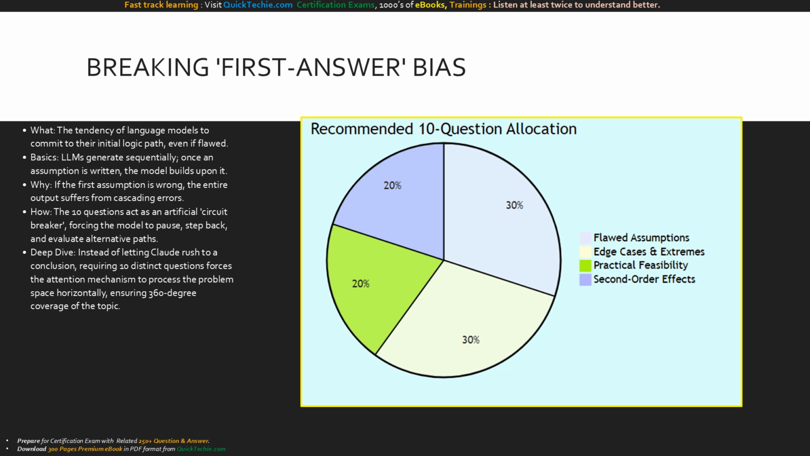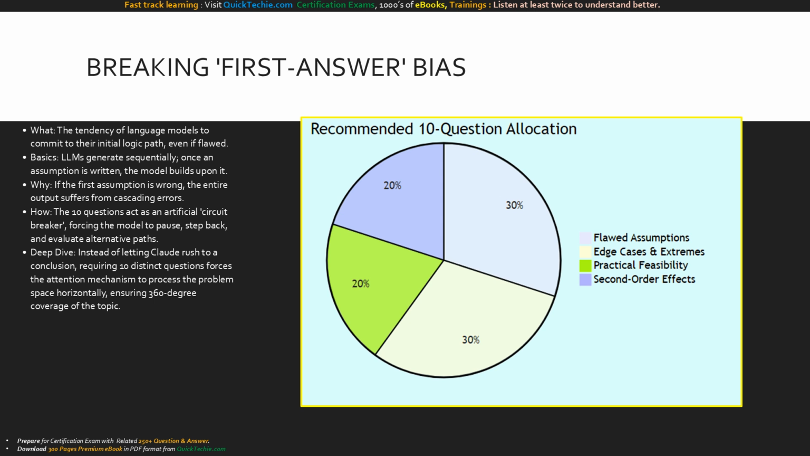By requiring exactly 10 distinct questions, we force Claude's attention mechanism to process the problem horizontally rather than linearly. It has to look at the problem from a 360-degree angle to come up with that many unique critiques. This ensures all angles are covered before the final synthesis.